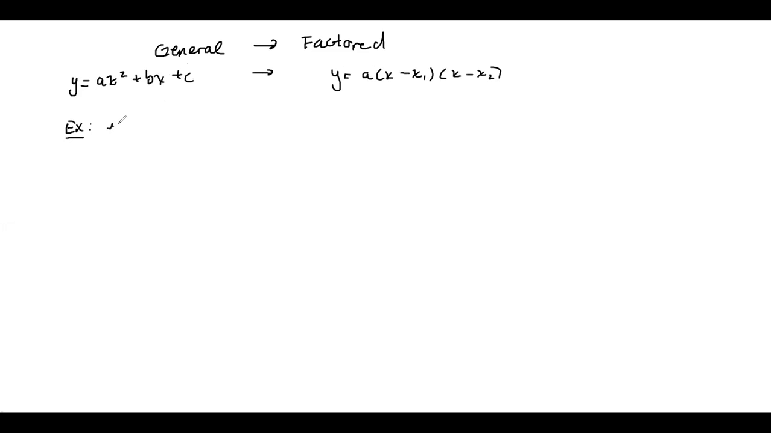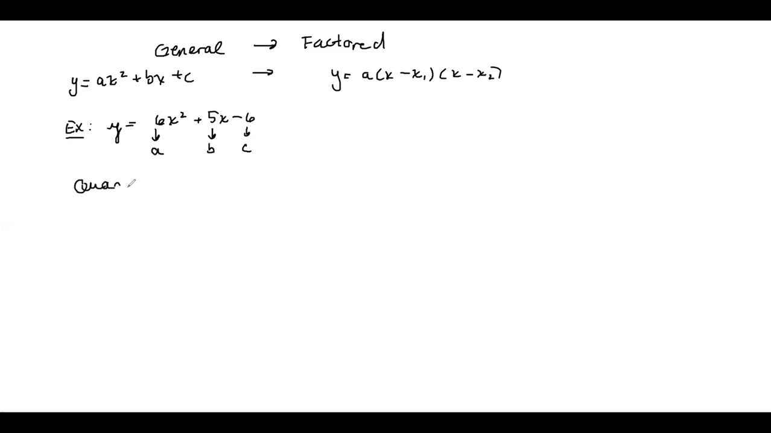Suppose I have y is equal to 6x squared plus 5x minus 6, and I want to transform it into this form. Here we have a, then our 5 is b, and our minus 6 is c. Very important to understand: a is 6, b is 5, and c is minus 6. So let's create a factored form.